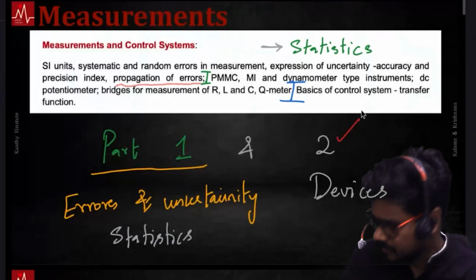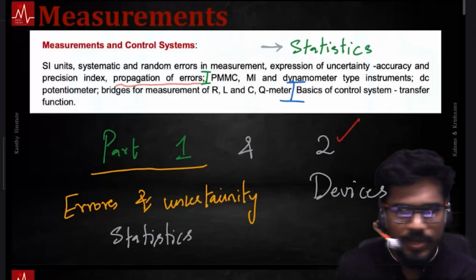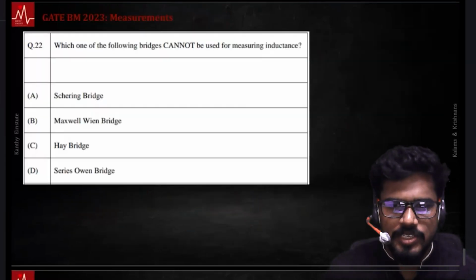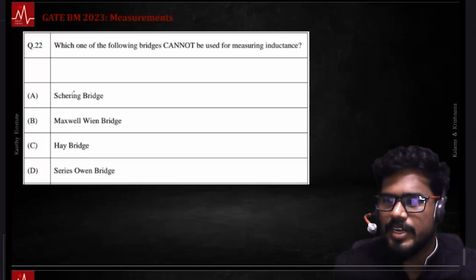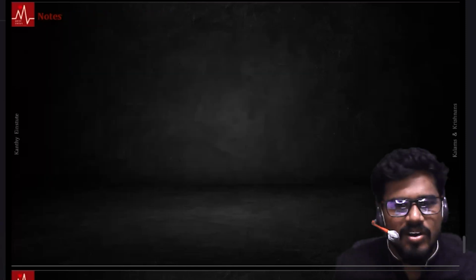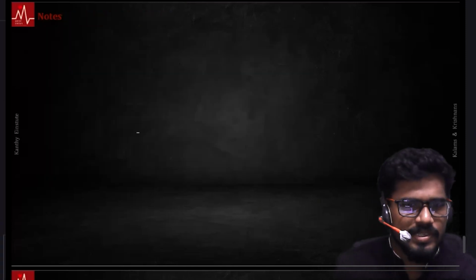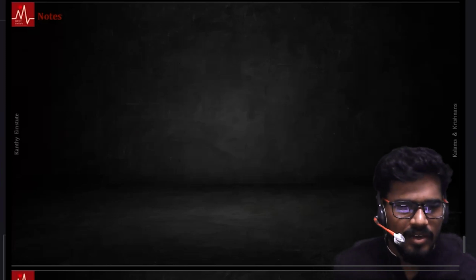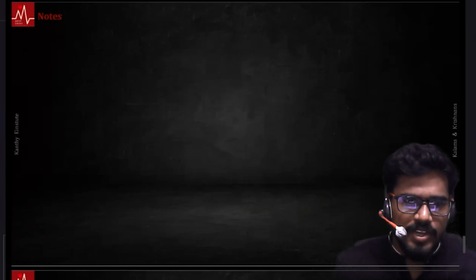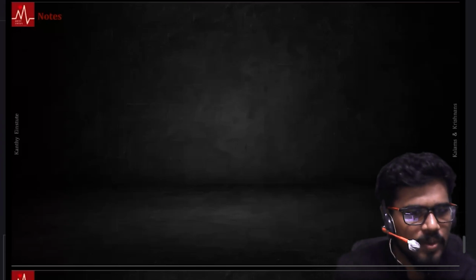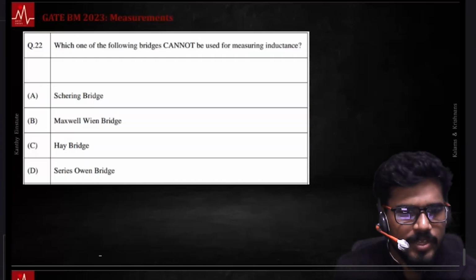Okay, let's quickly head back to questions. First one, there are some recall based questions. I'll put up a table of typical bridges, RLC measurement bridges, the name of the bridge and their use. I'll quickly put that up, but for now, let's quickly answer these two PYQs concerning that.